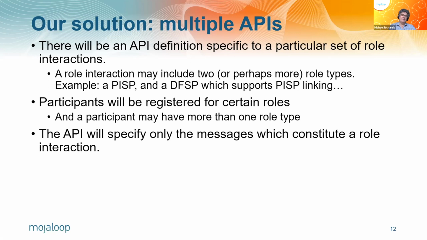And we wanted to provide the flexibility to allow people to decide whether or not they were going to respond. So participants then will be registered for certain roles, and we wanted to allow a participant to have more than one role type. And the API for a given set of role interactions will only specify the messages which constitute a role interaction. So for instance, the interactions that are to do with initiating payments via a third party, or initiating cross-network transfers, or initiating currency conversion transfers and managing them. So that sounds reasonably okay.